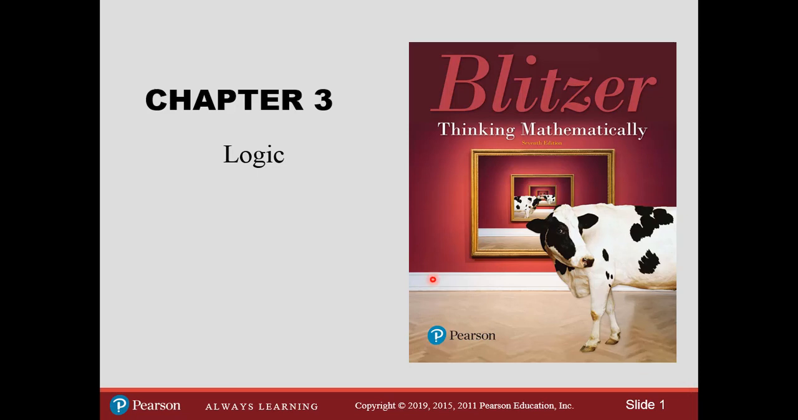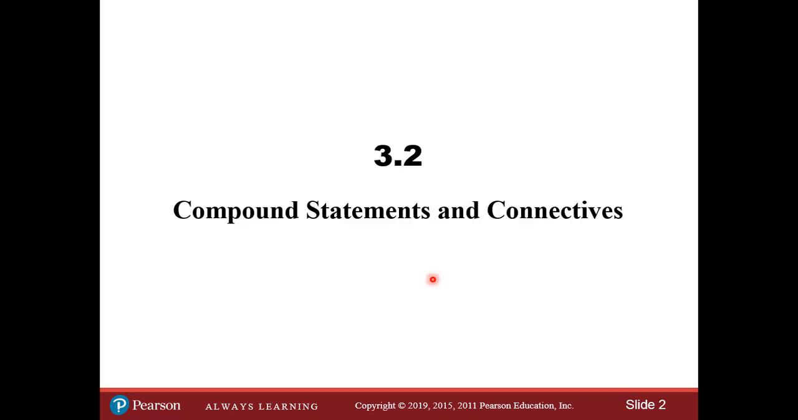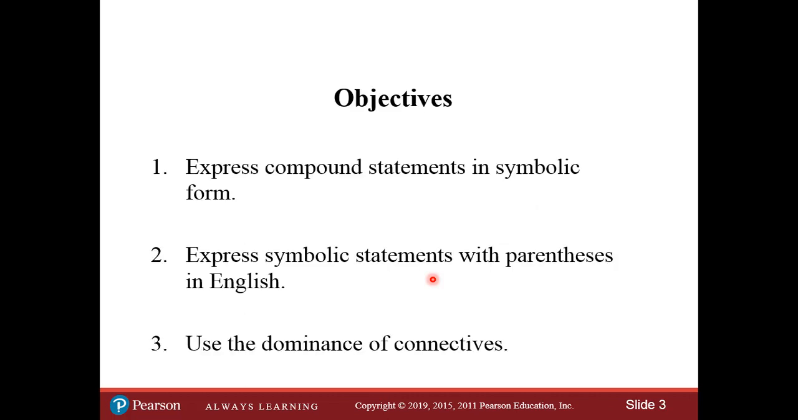Welcome back, and today we're going to continue on with section 2 of chapter 3. And today we're going to talk about compound statements and connectives. Okay, so here's what we're going to do. We're going to talk about expressing compound statements in symbolic form, expressing symbolic statements with parentheses in English, and then using what we call the dominance of connectives. And this is going to be important when we get to truth tables. Okay.